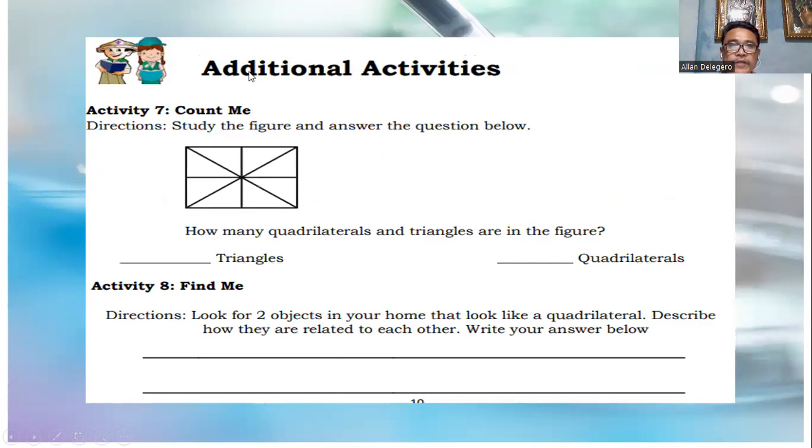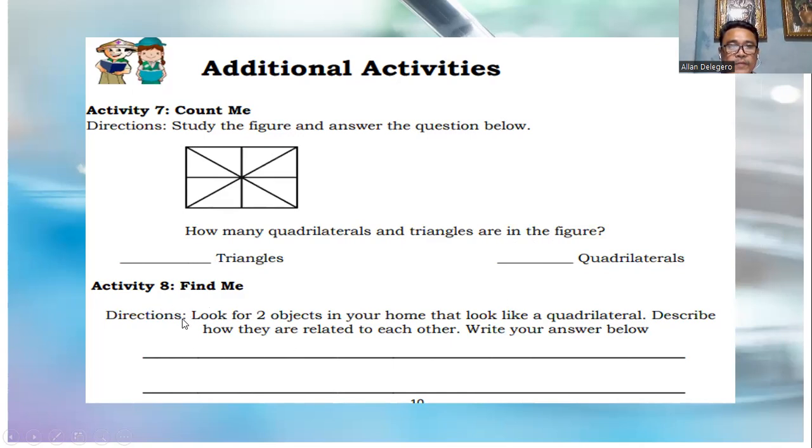This is for the additional activities. Study the figure and answer the question below. How many quadrilaterals and triangles are in the figure? Okay, write the number of triangles and the number of quadrilaterals here.